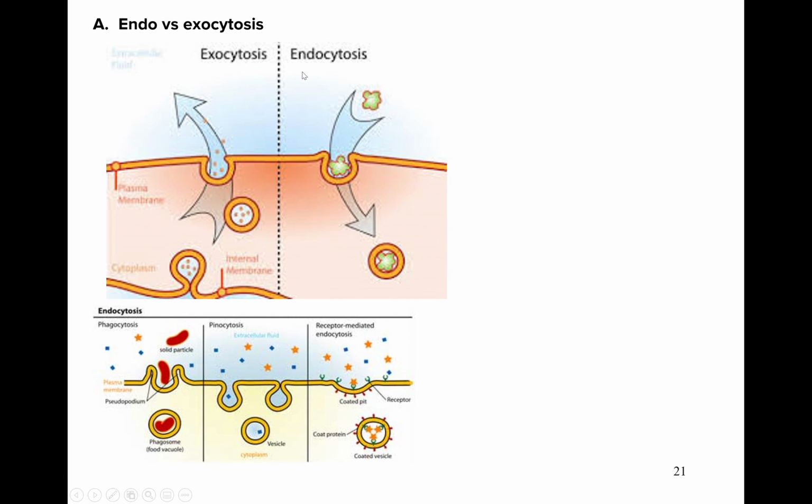Endocytosis is going in, so you have this particle, food, a solid particle on the outside of the cell that needs to get in. So it fuses with the cell membrane, forming a vesicle that can then go into the inside of the cell and deposit it. This is talking about specifically phagocytosis with the solid particle. Pinocytosis is the liquid material that's coming in.